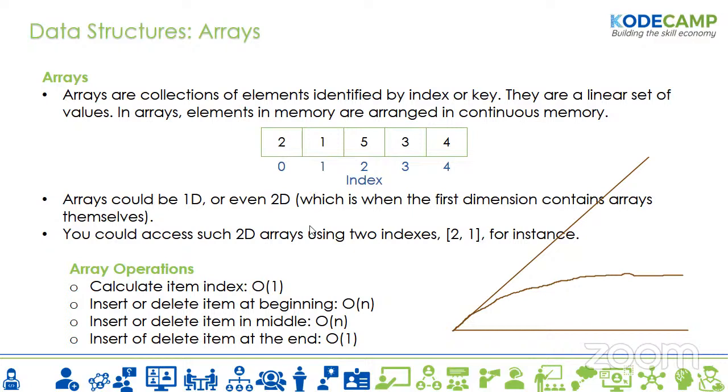And if I want to access them, instead of putting just one index for the position, I would put this one for the position in the first array, and this one for the position in the nested array. So that's an example of that.